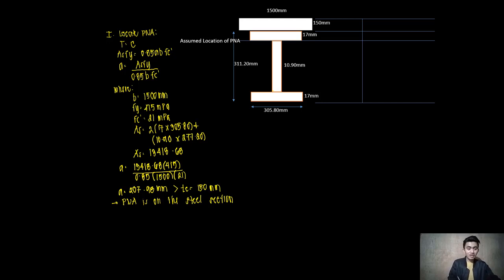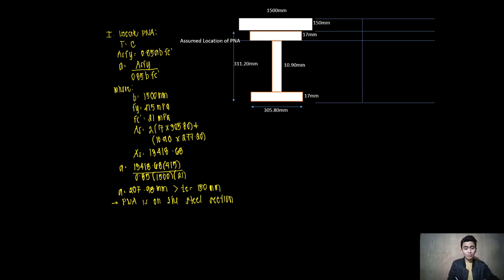But before we proceed there, how are you going to check if our computation here is correct? You can solve again for the strength of the steel and then the strength of the concrete, and then compare if the strength of the concrete is less than the strength of the steel.